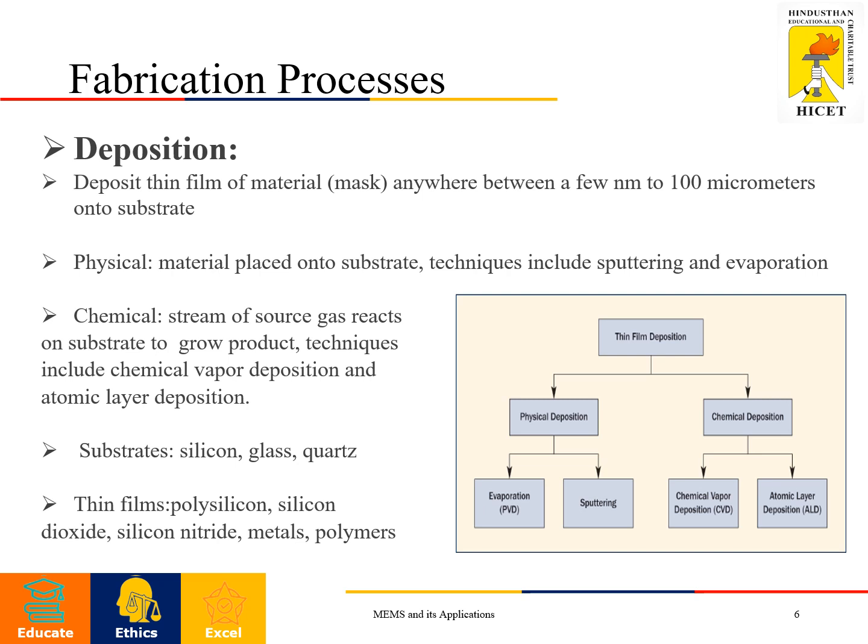Then what are the substrates used? Silicon, glass and quartz. Then the thin films, what are the thin films used to fabricate the MEMS? Polysilicon material, then silicon dioxide, then silicon nitride, then some types of metals and polymers.